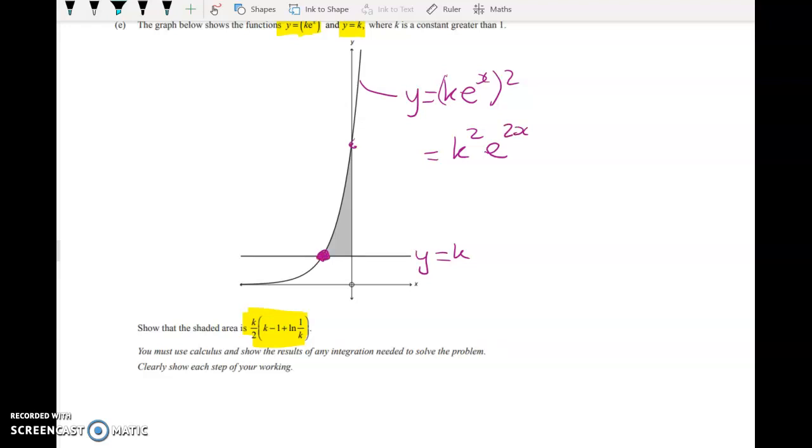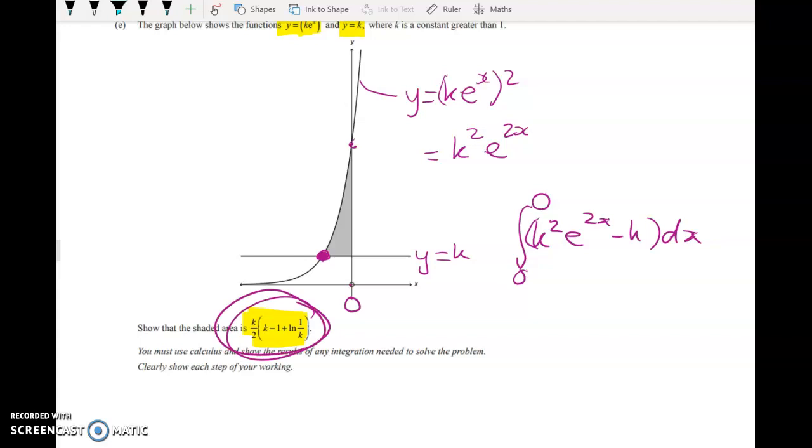And you can see from looking that this looks like it's going to be 0, and that will fall out of what we do. So step 1 is to find the limits, and then we're going to look at the top function minus the bottom function. So we're going to have limit here, and then it'll be k squared e to the 2x minus k dx, and then off we go with our integration, and our goal is to get down to here. So it's actually not that bad.